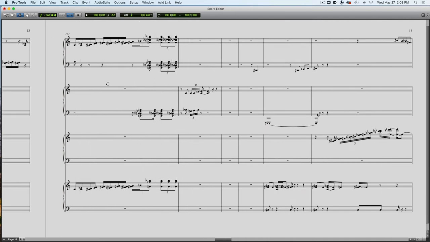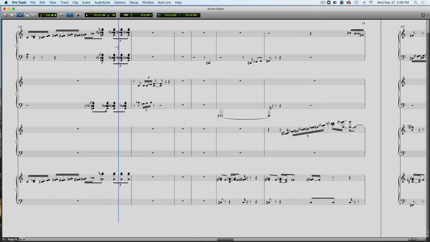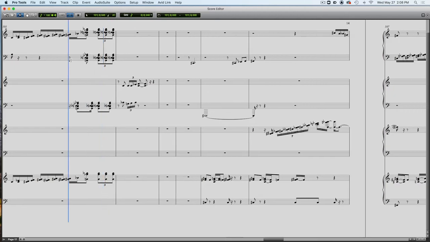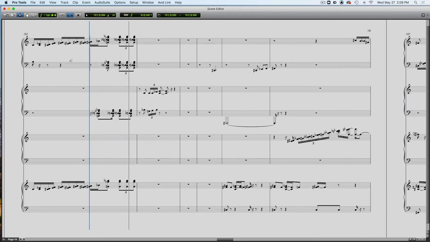All right, so let's take a look at this chord here. It seems like I've got a G-flat triad and a G-suspended chord and a couple of cross rhythms happening. Again, a future series on harmony coming up.